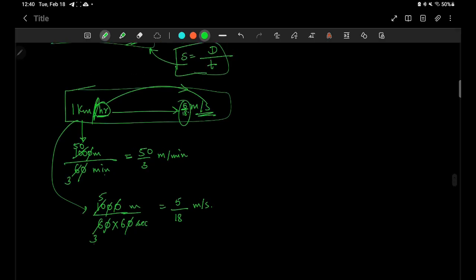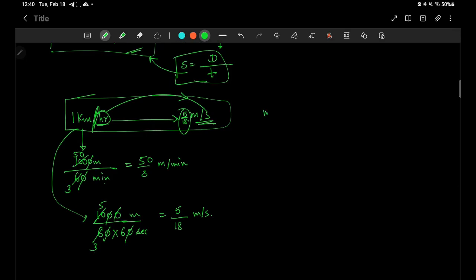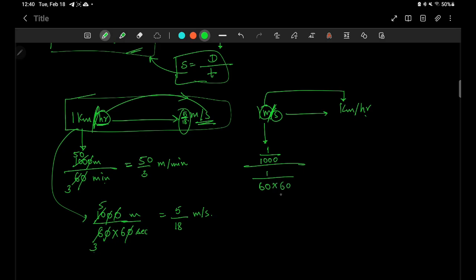Okay, and if I want to convert meter per second, 1 meter per second, into kilometer per hour, what will I do? Same thing. 1 meter is how many kilometers? 1 by 1000 kilometers is 1 meter. Then divided by 1 second is how many hours? First convert this into minutes, 1 by 60. Then convert it into hours, again 1 by 60. So this much is minutes, and if I divide again by 60, I'll get hours.